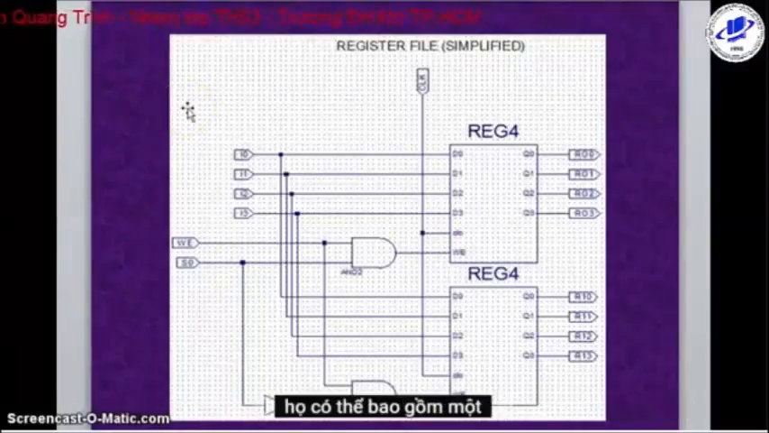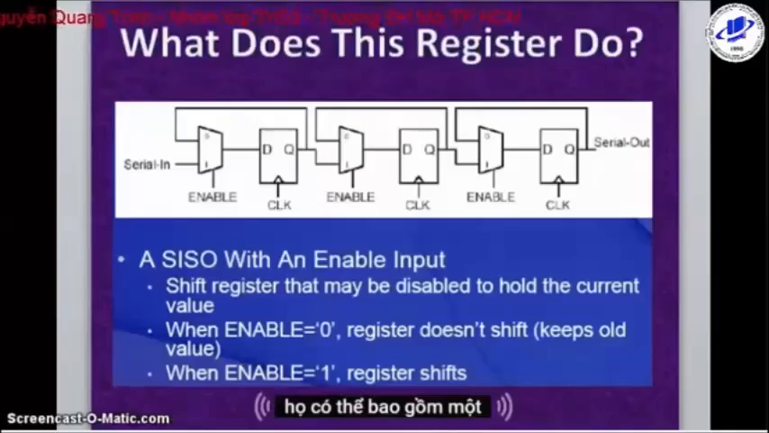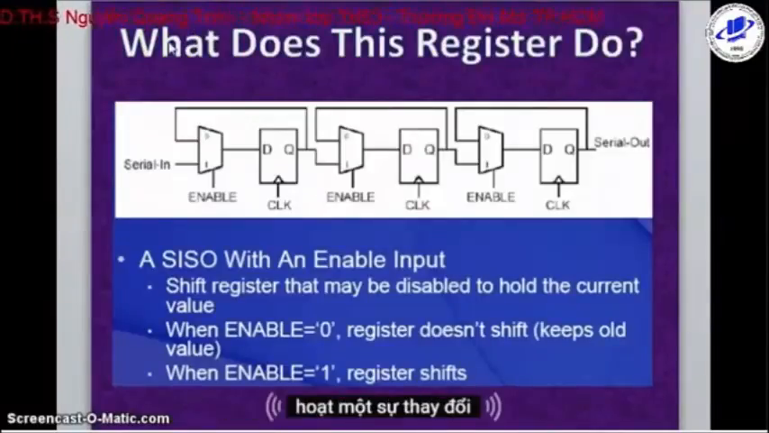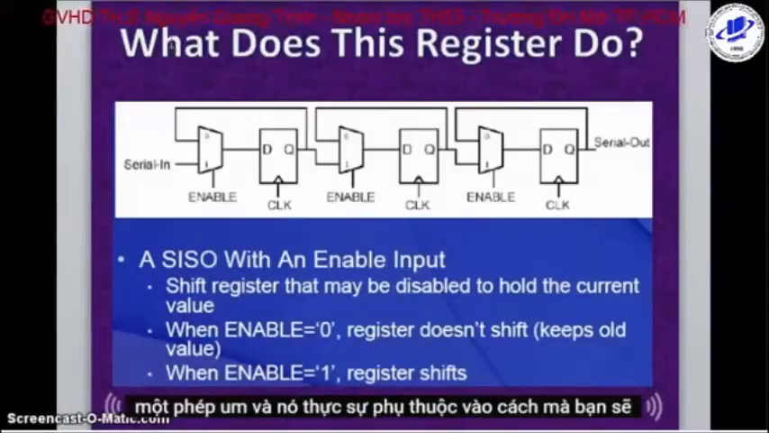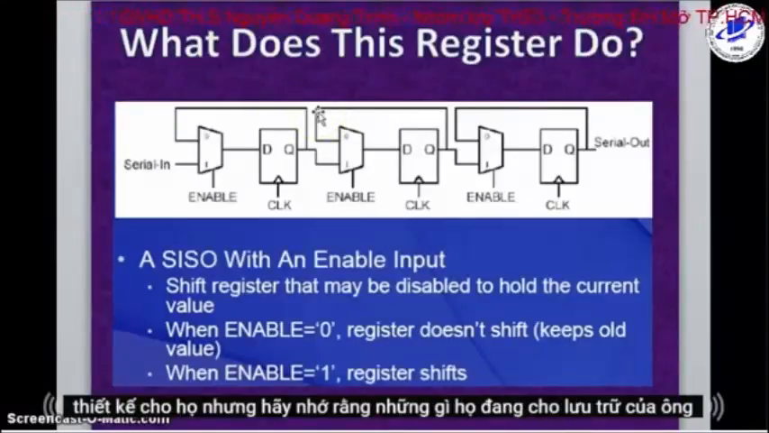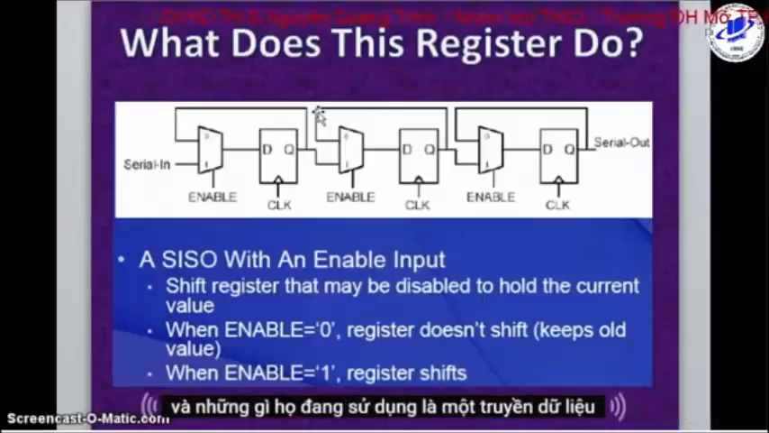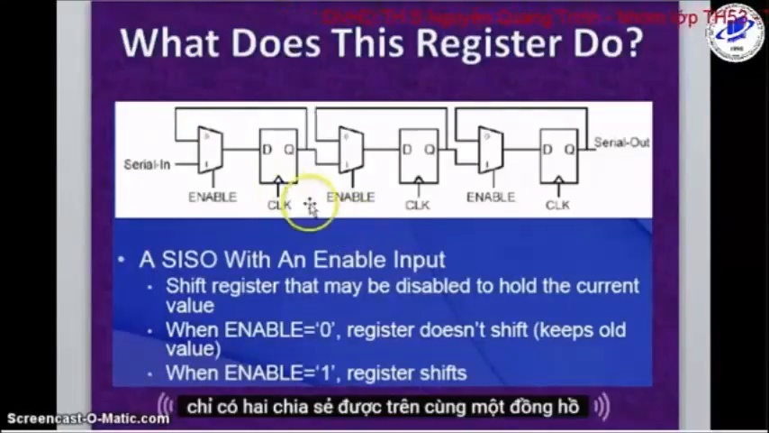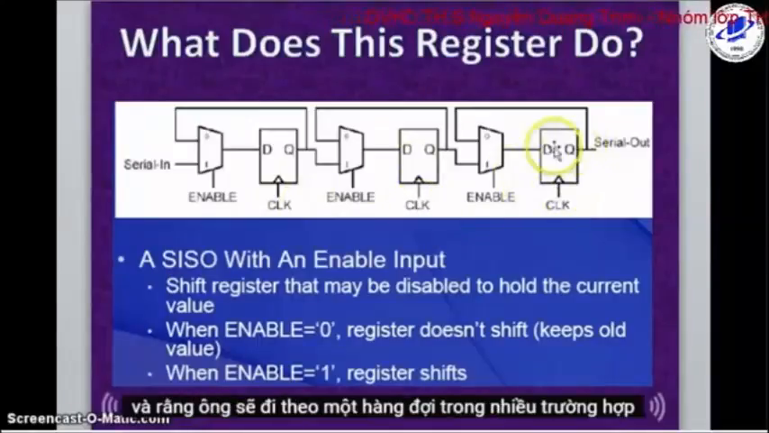They can include a load function, an enable input function, a shift enable, and it really depends on the way that you design them. But just remember that what they're for is storage, and what they're used for is data transfer and storage, and that they all need to be on the same clock, and that D will follow Q in most cases.